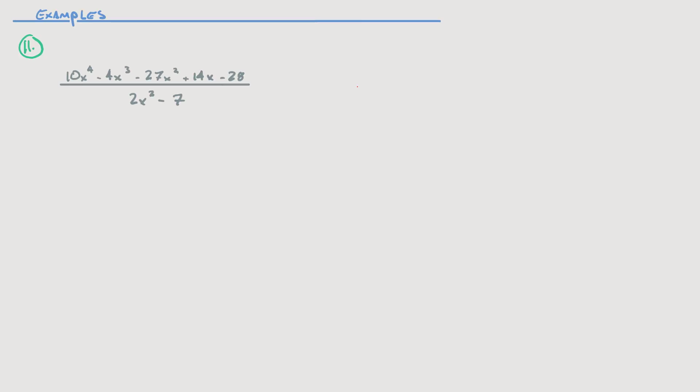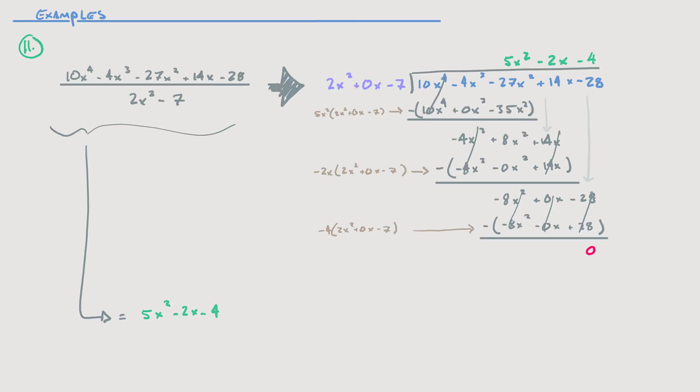All right, welcome back. Here's what I did. This is probably a lot to take in just by looking at it. I don't really want to explain the whole thing, but to make 2x squared look like 10x to the fourth, I had to multiply by 5x squared. After I did the subtraction, I needed to make 2x squared look like negative 4x cubed. So I did that with minus 2x. And then after the subtraction, I needed to make negative 8x squared from 2x squared, so I multiplied by negative 4. So that was my quotient. And actually, my remainder ended up being 0.